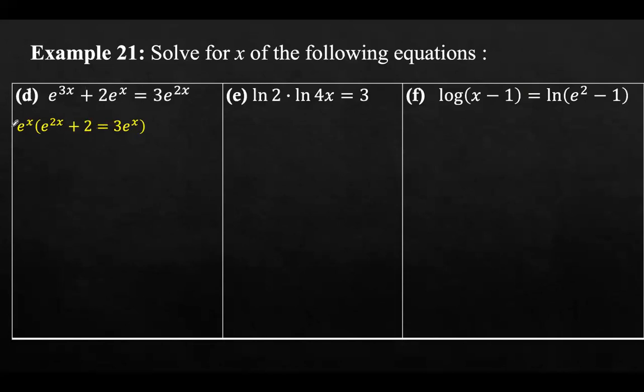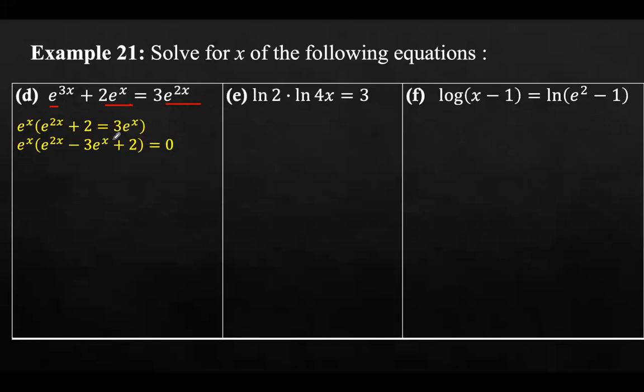So we factorize out the e^x, because all the terms here can be divided by e^x. So 3e^(3x) divided by e^x gives you e^(2x), and then plus 2 equals 3e^x.